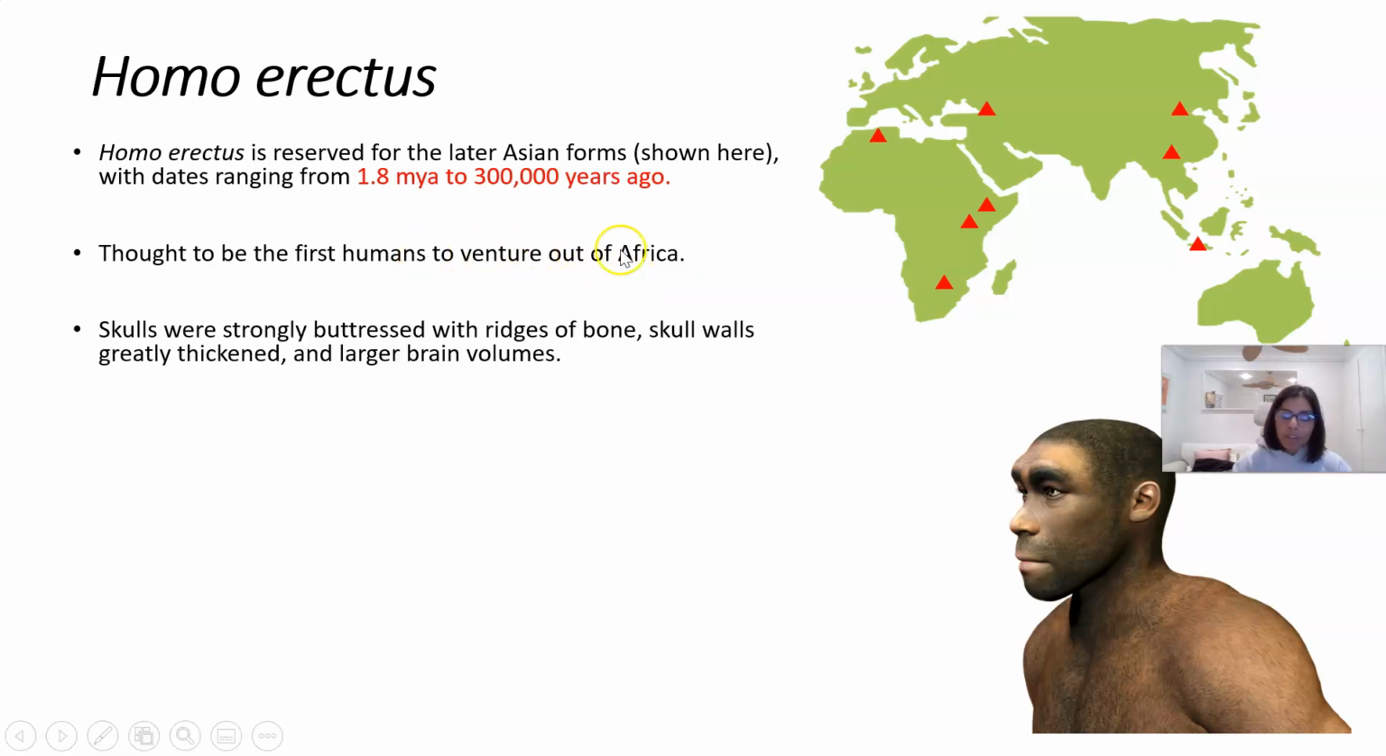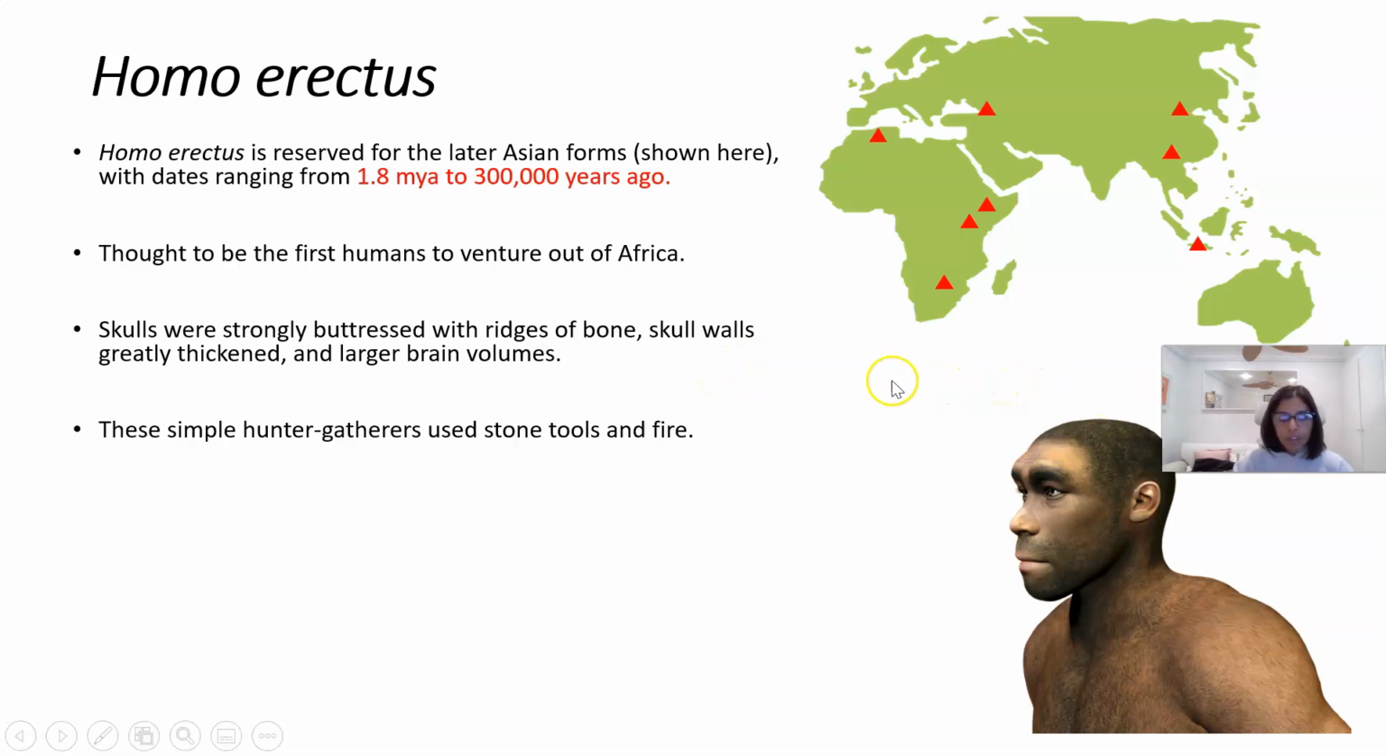They were thought to be the first hominins to venture out of Africa. And they had quite thick skulls. So they were quite robust type hominins, and they had larger brain volumes. And you can see in this mock-up here, we're starting to get more of that forehead coming through here, which is suggesting larger brain.